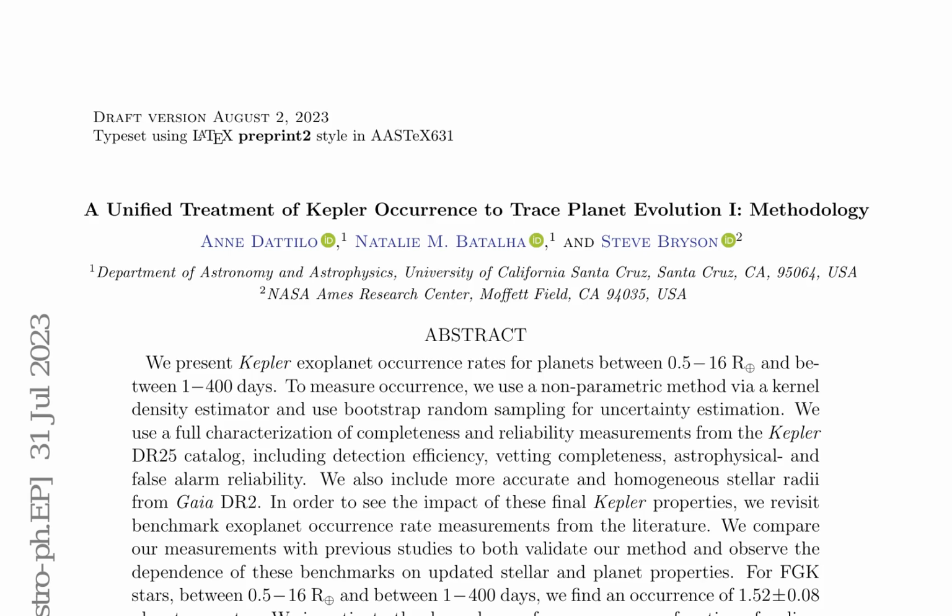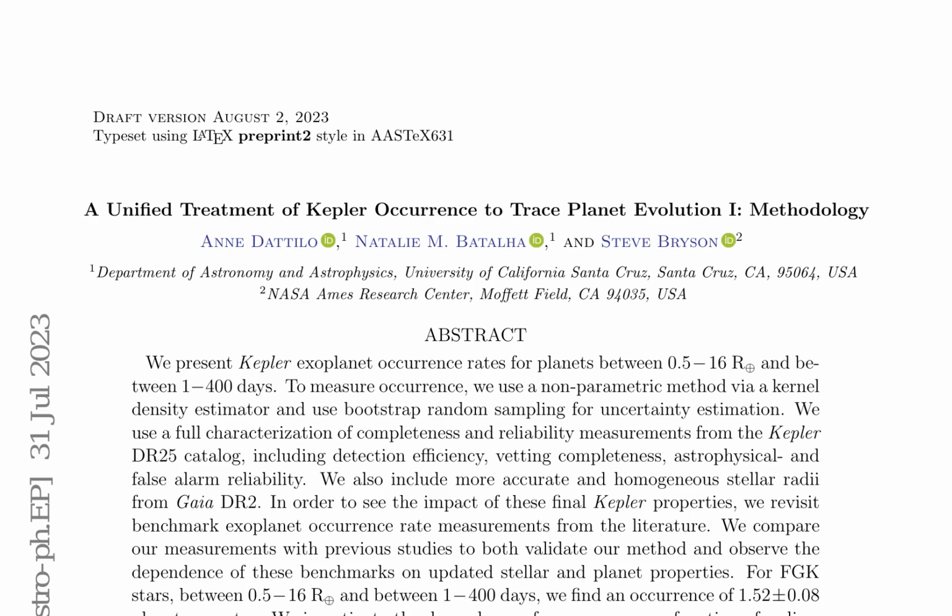In addition to completeness, the authors also characterize the reliability of their planet sample, which is critical for minimizing false positives. They adopt a probabilistic approach, following Bryson et al. 2020a, to quantify the likelihood of a planet candidate being a false positive. False positives are categorized into two types: astrophysical false positives, caused by signals mimicking transits, and instrumental false alarms, resulting from systematics or stellar activity.